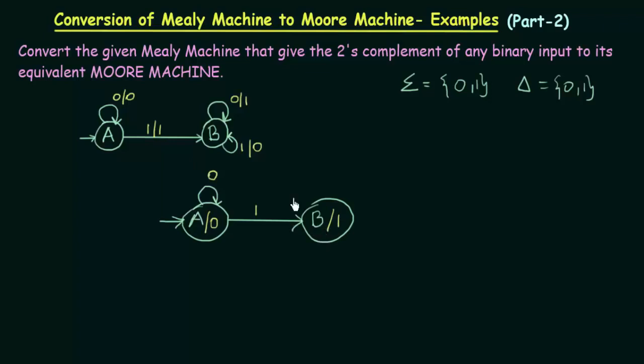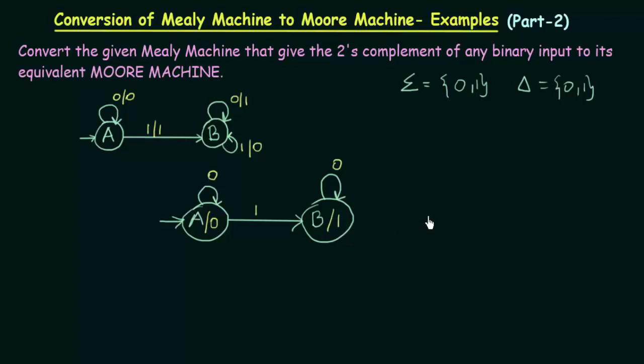Now let's come to state B. State B on getting input 0, it goes to B itself and gives output 1. So what I can do is I can say that when B gets the input 0, it goes to B itself and it should give output 1, and output 1 is already associated to this state B. So I can send it to this B itself. Now what about it when B gets the input 1? When B gets the input 1, it goes to B itself and it should give output 0. But if I send it to this B itself, I have to associate this 0 as an output to B, but this B already has an output 1 associated to it.